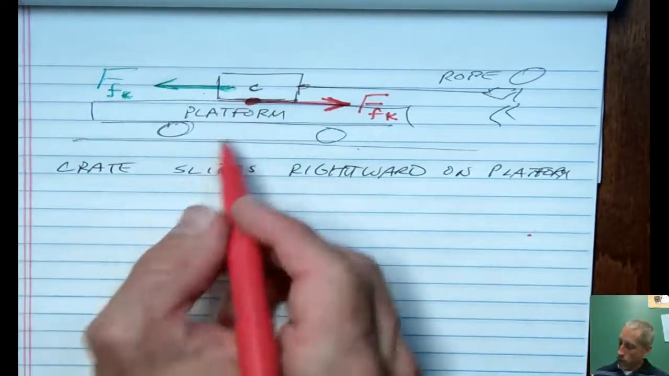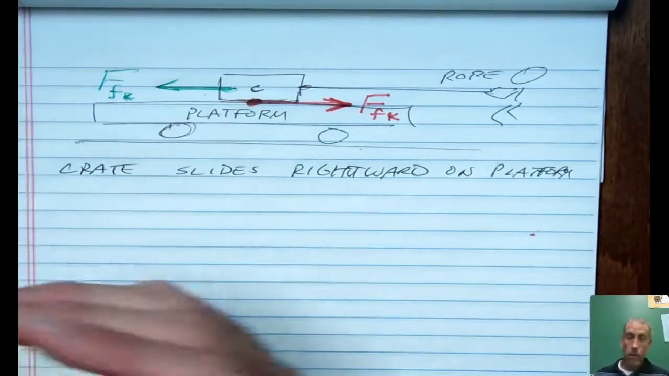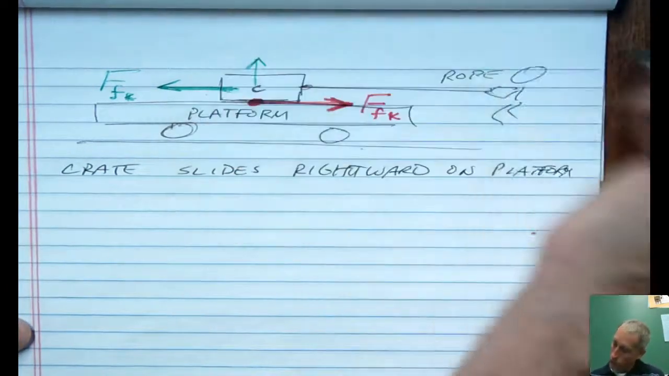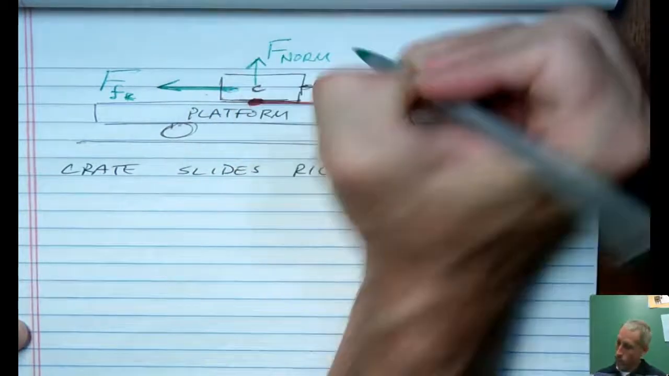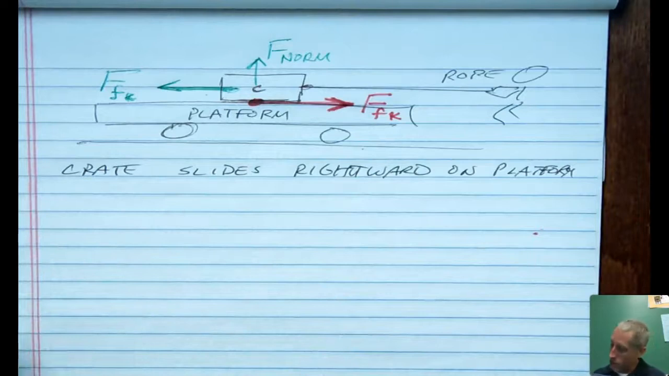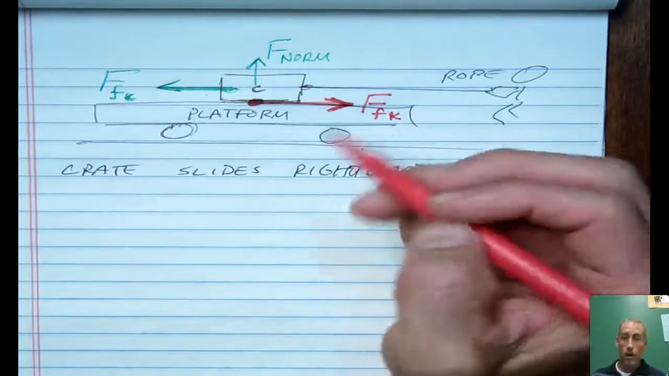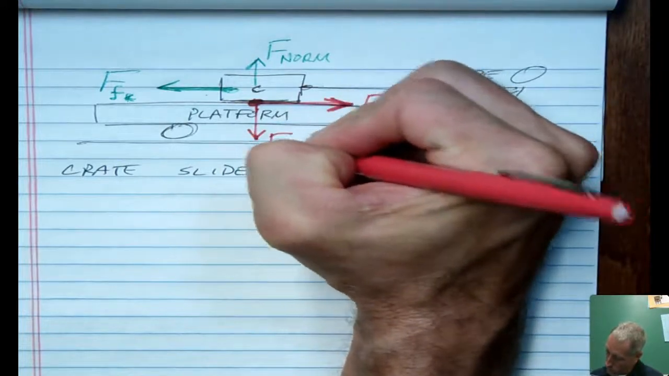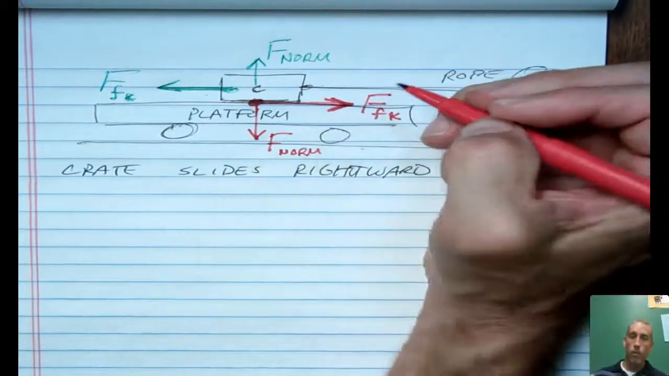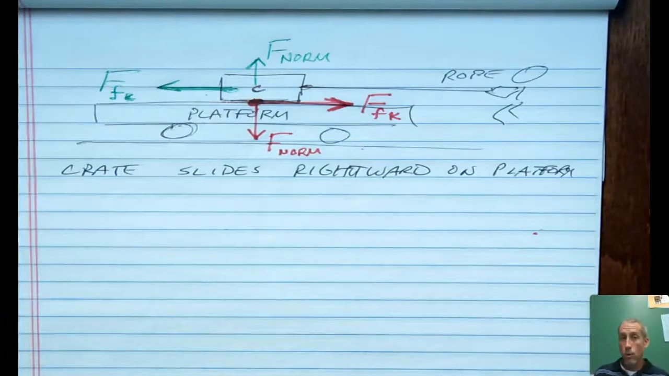What other forces would interact here? Well, if we have surfaces, we also have normal. So we have the platform pushing up on the crate with a normal force. And we have the exact same size normal force of the crate pushing down on the platform. So those are a third law counterpart. They must be equal in size. So as soon as you know one, you will also know the other.